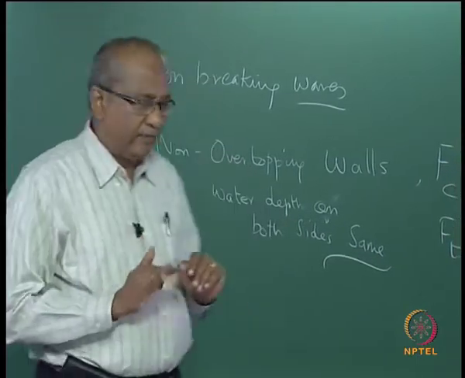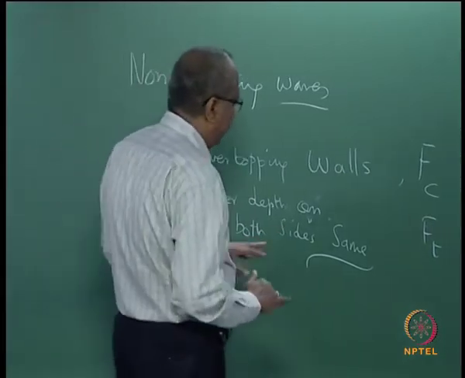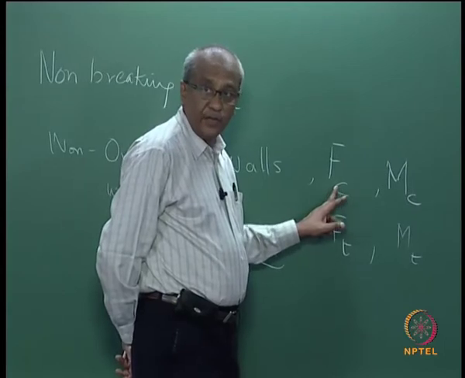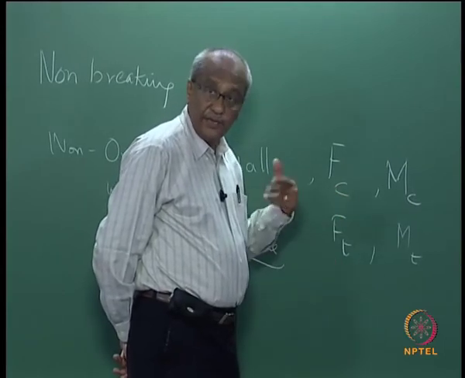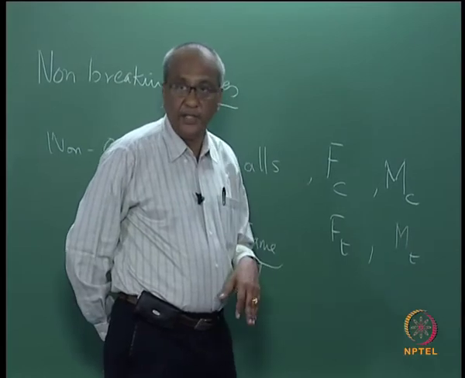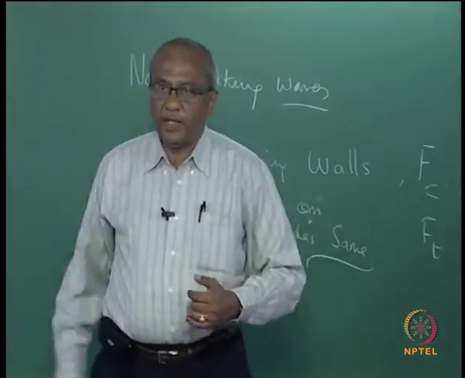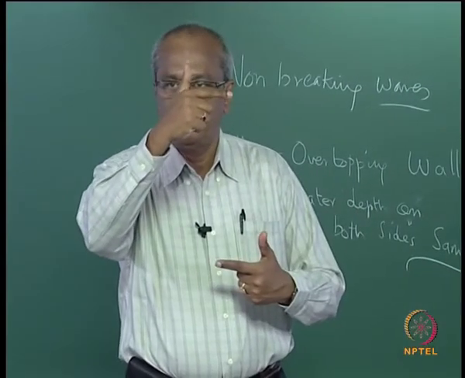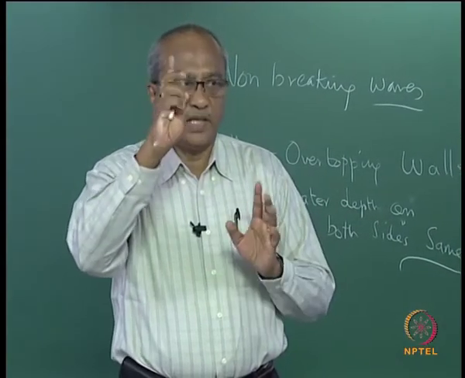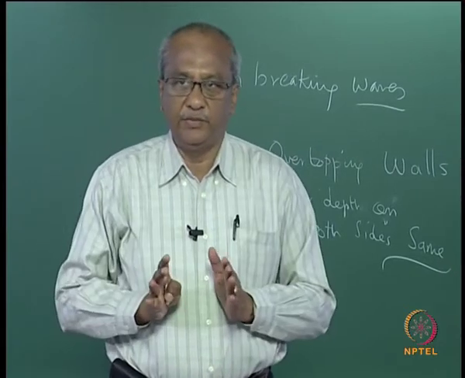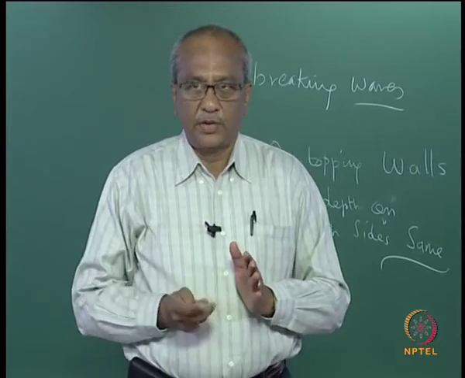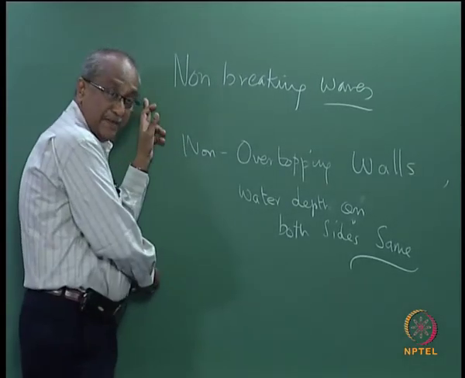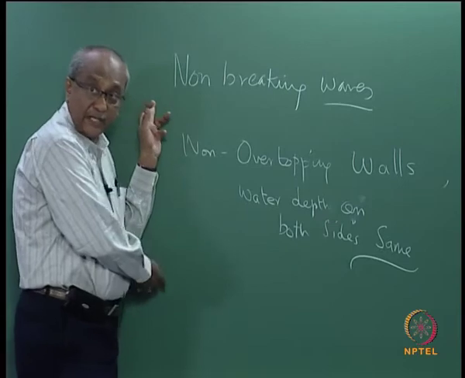What would matter, if you have both sides same water depth, is the position of the crest on one side and the position of the trough on the other side. The worst situation will be when a crest is on this side and a trough is on the other side. That is the condition for which you have to evaluate the wave force. So all these things we were looking at for the condition when the water depth is constant on both sides of the wall.